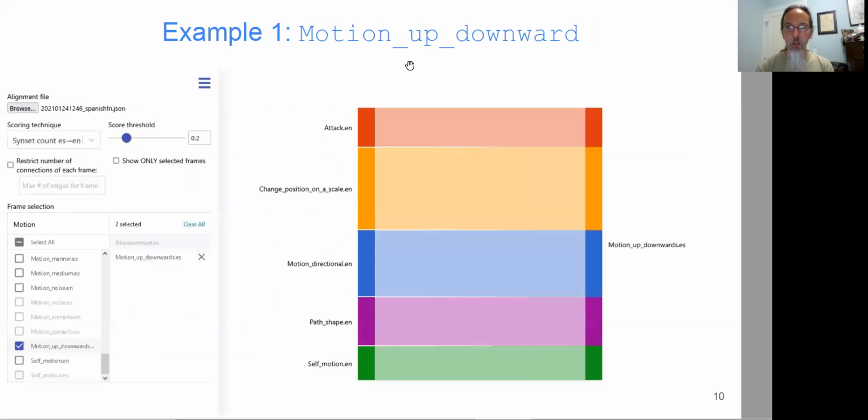directional? You can see if you choose the right settings, you can choose the scoring technique, synset count, which is based on WordNet. You can choose a score threshold of 0.2. And with those settings, you can get motion directional as one of the matched frames. And that works pretty reasonably.